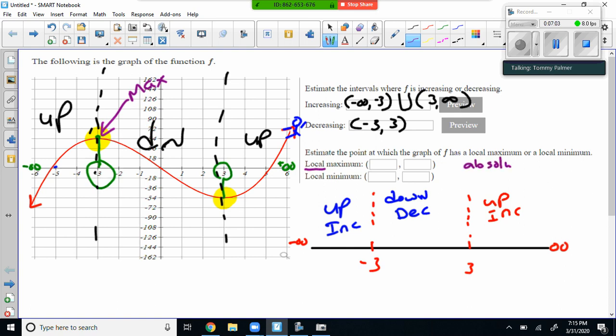You can have an absolute or local maximum or minimum, right? Absolute is final, right? It'd be like the highest peak. There's nothing to the left or to the right of you, right?